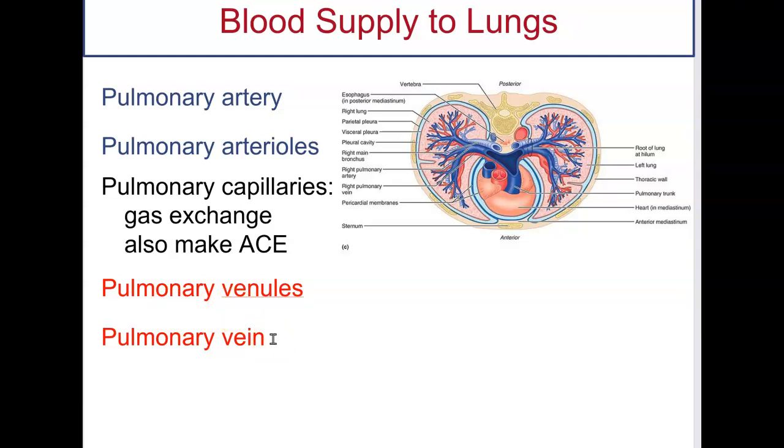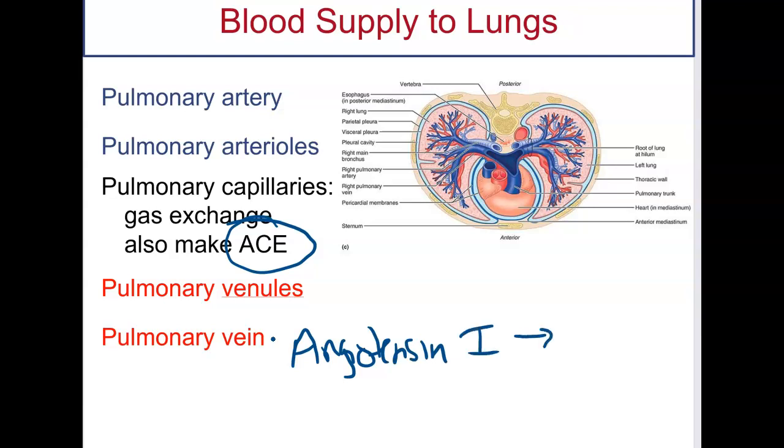Now, just a shout out, remember that the enzyme ACE is also made in your pulmonary capillaries, and that was an enzyme that was very important when we were looking at the formation of angiotensin II. Remember that ACE is the enzyme that converts angiotensin I into angiotensin II. And that'll come back a little bit this unit, but definitely in the next 2 units. So that wraps up our first lecture with the anatomy of the lung and the respiratory structures.